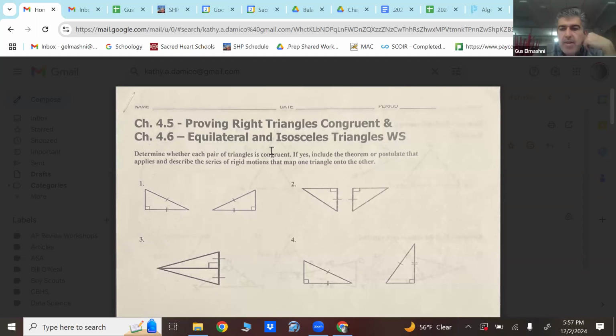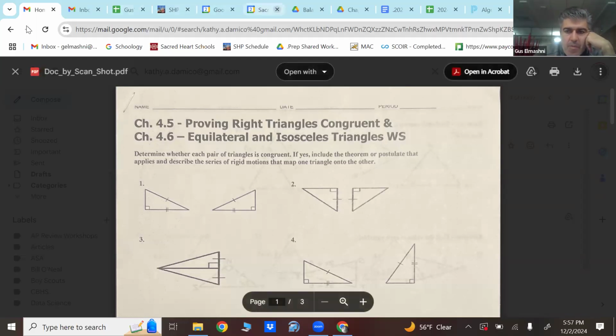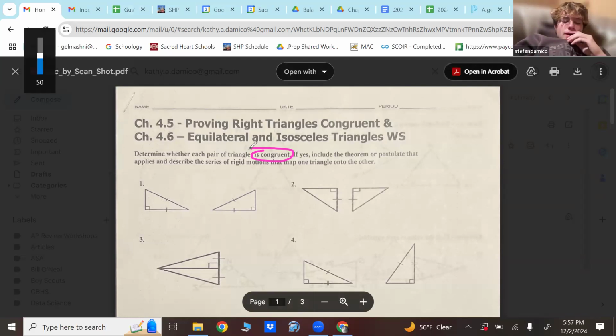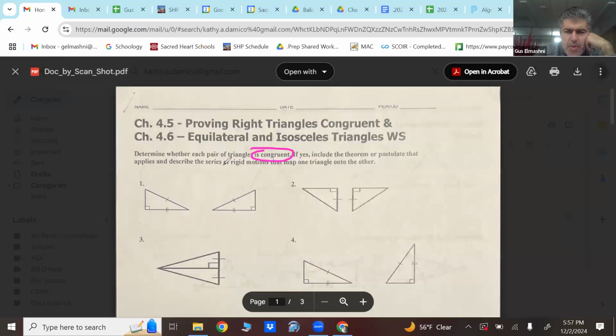Okay, so you're asked if these are congruent. Congruent means if they're identical. I can't really hear you. Can you hear me now? A little bit better, maybe. Can you hear me now? Yeah. So when two triangles are identical, they're congruent, right?